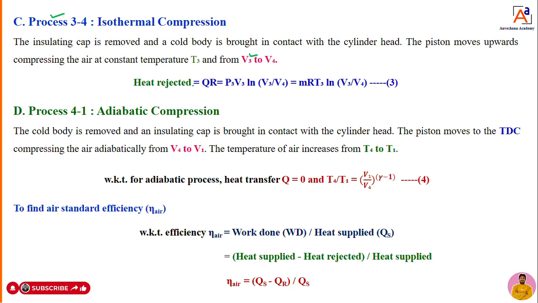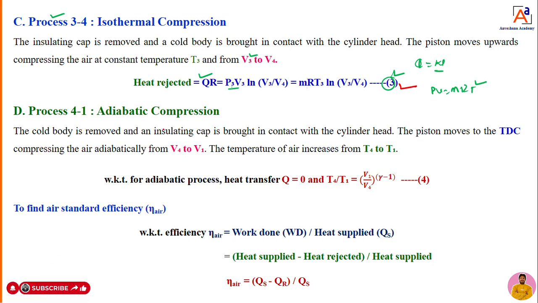Then that amount of heat rejected we can write, again as I told, heat supplied is equal to work done. Work done for isothermal compression, we have an equation, that is QR is equal to P3 V3 ln V3 by V4, where P3 V3, again PV is equal to MRT, the ideal gas law. The whole process has the same gas, right? That means that gas follows the ideal gas law, PV is equal to MRT. So how can I write it now? MRT3 ln of V3 by V4, that I will call equation number 3.